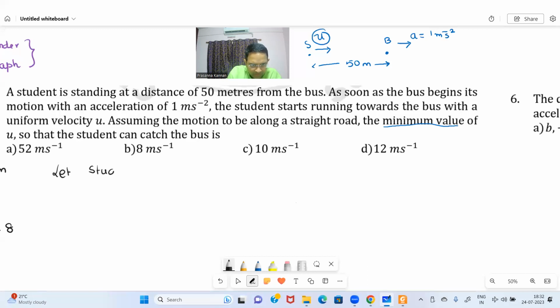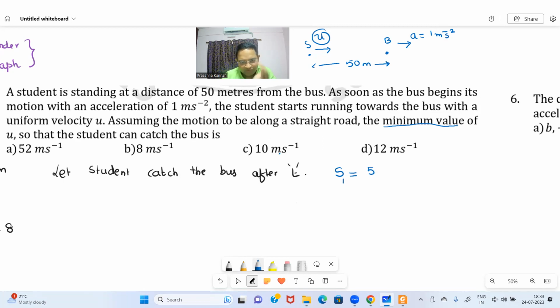Let the student catch the bus after t seconds. Can you tell me in those t seconds, how much would have been his displacement? 50 meters. Yes, his displacement would have been 50 meters.